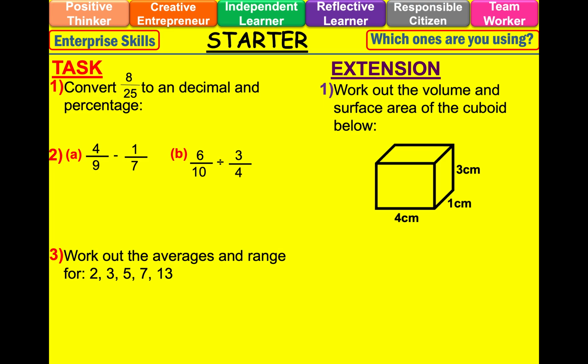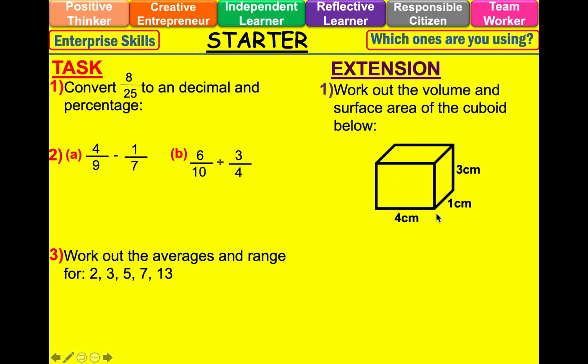Before we do that, can you do the starter activity for me? Convert 8 divided by 25 to a decimal and a percentage, please. And see if you can work out some fractions questions and work out the averages and range. Where it says averages, it means mean, mode, median, and range for the data set in front of you.